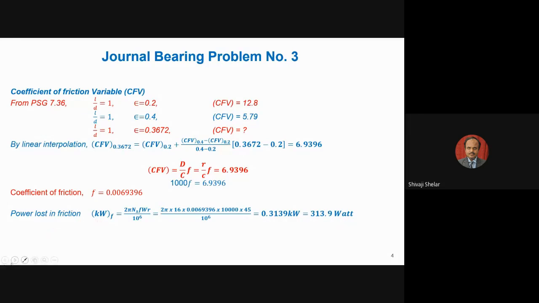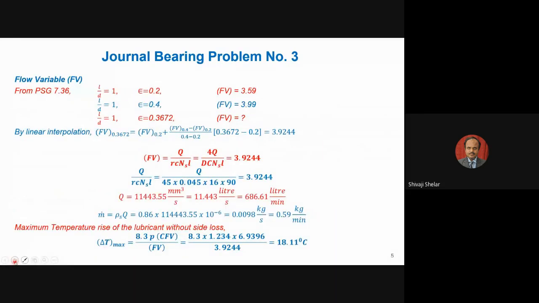Now let's go to the next part, the temperature rise. We are looking for the temperature rise here. So let's do the calculation of the flow variable. When L by D is equal to 1 and eccentricity ratio is equal to 0.2, the flow variable is 3.59. When L by D is equal to 1 and epsilon is 0.4, the flow variable is equal to 3.99. This also you will get from the table.